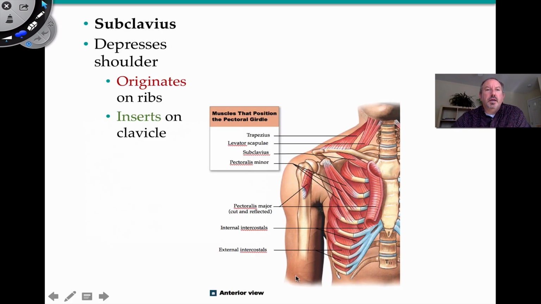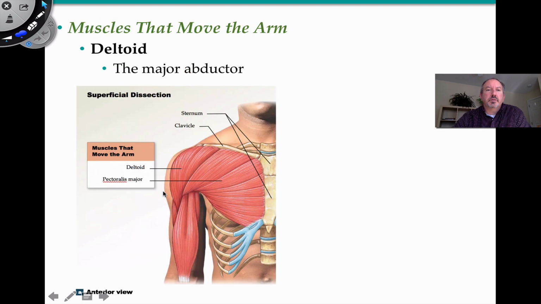Let's talk a little bit now about moving down the shoulder a little bit. Right below the clavicle is this muscle right here, the subclavius muscle. Basically its action is to depress the shoulder, lower the shoulder. It originates at the rib and it inserts at the clavicle, as you can see right there. So it helps to depress the shoulder.